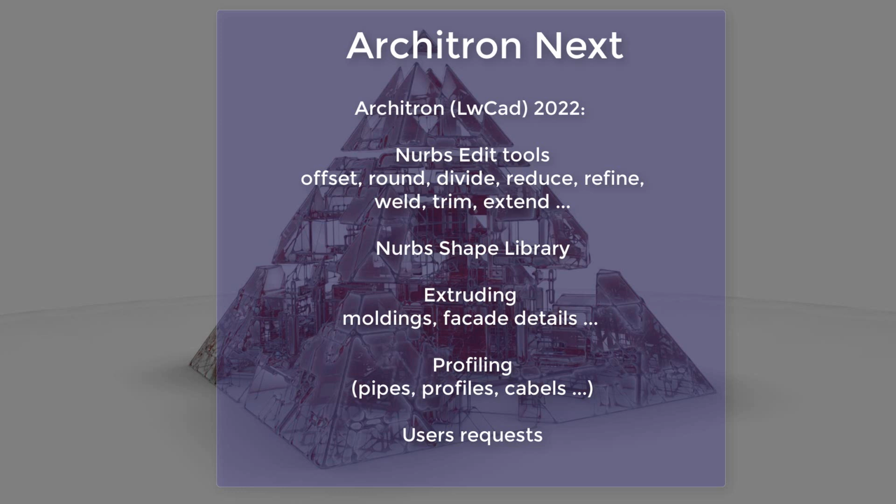This is very needed for additional parametric tools. And if there will be time, you can expect also additional tools for extruding and profiling on 3D models, of course 3D objects. For extruding, you can create moldings and facade details. With profiling, you can create pipes and profile cables. Within a second, with the use of the shape library, you can click between shapes and these detailed objects are created.